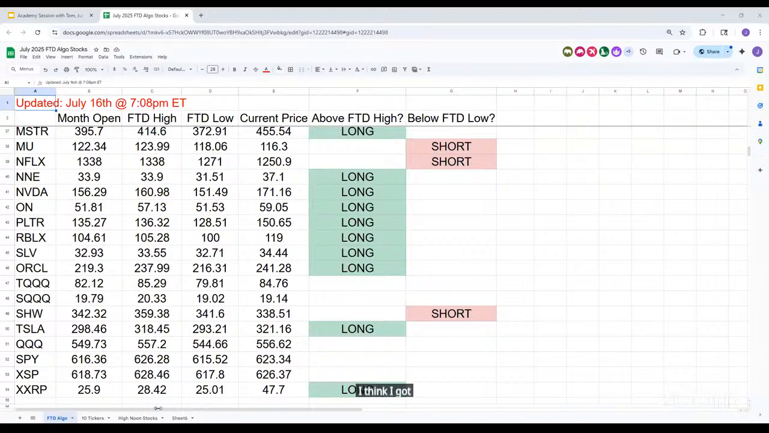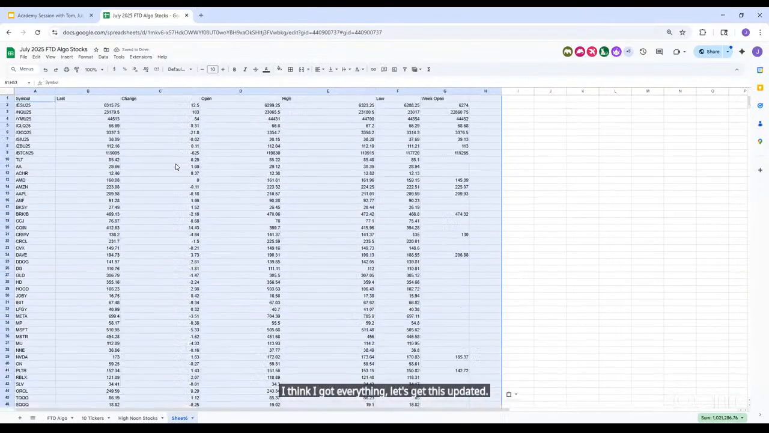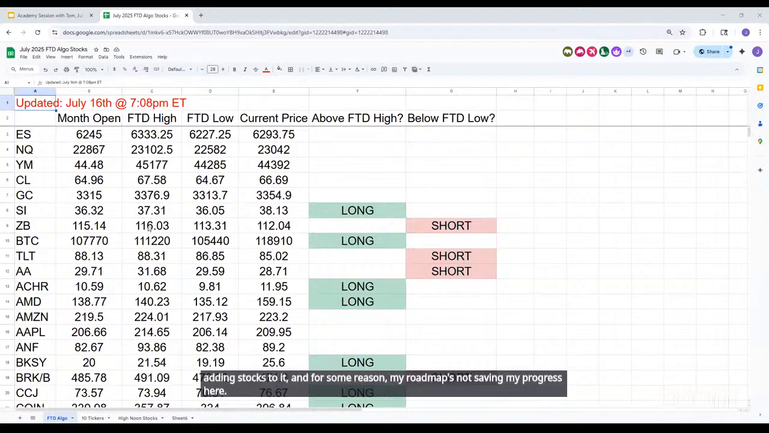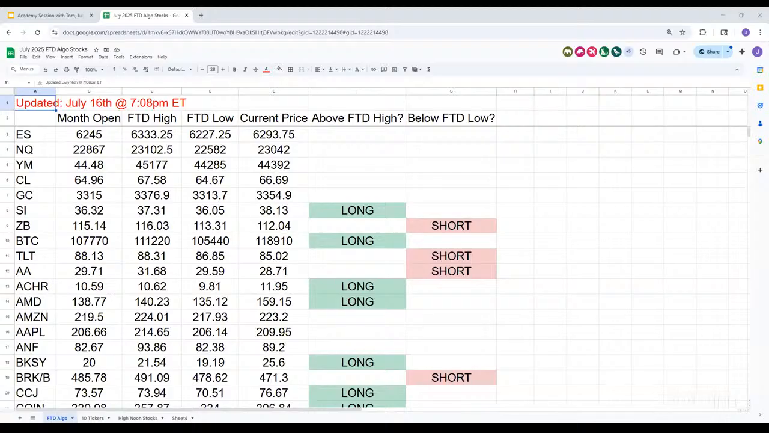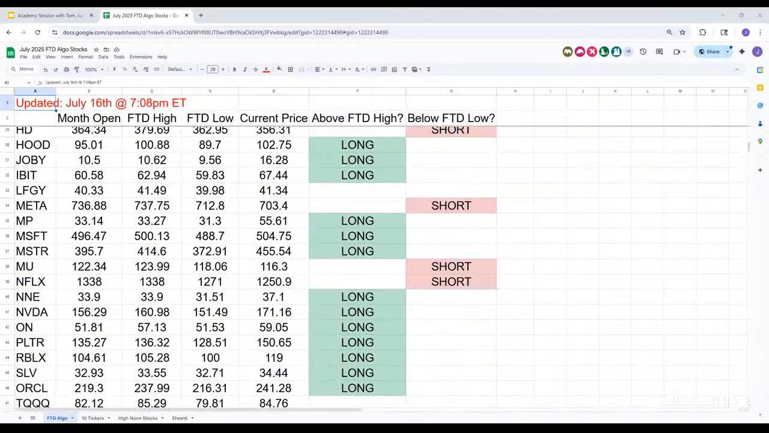All right, I think I got everything. Let's get this updated. Nope, missing one. Let me figure out what's missing from this list. Tom keeps adding stocks to it, and for some reason my roadmap's not saving my progress here. Ah, Netflix. That's the one right there, Netflix.